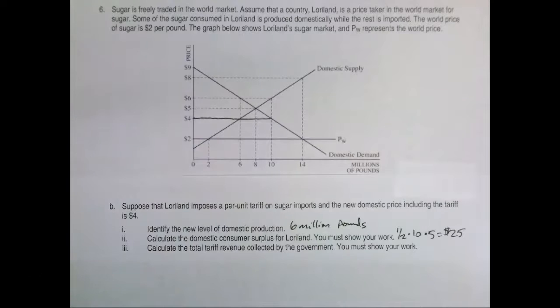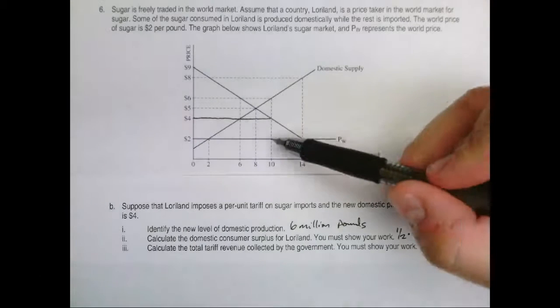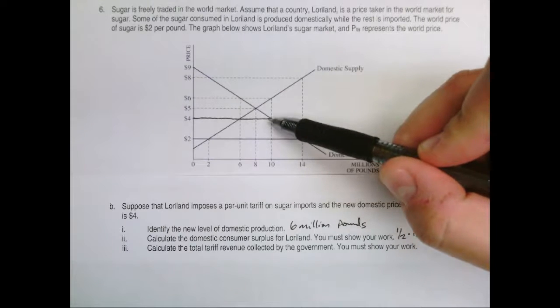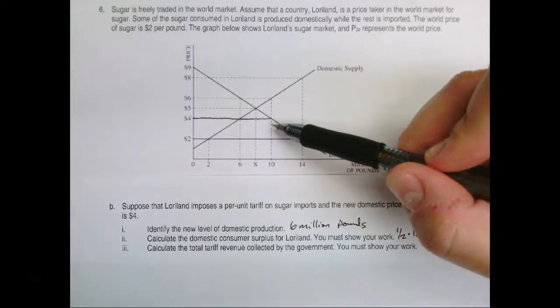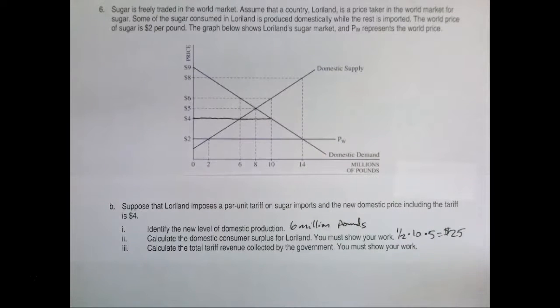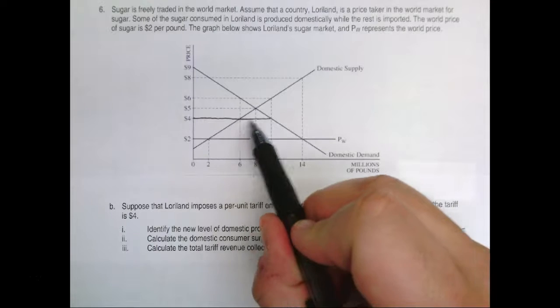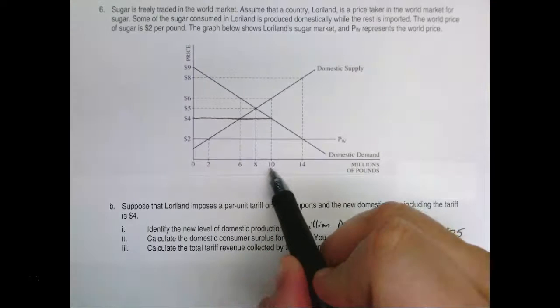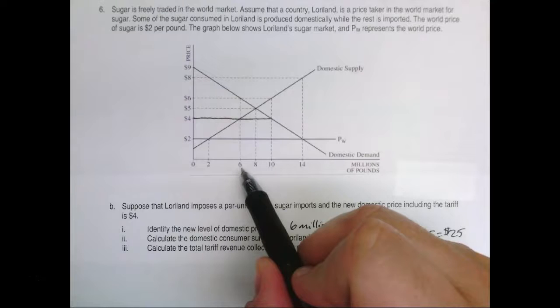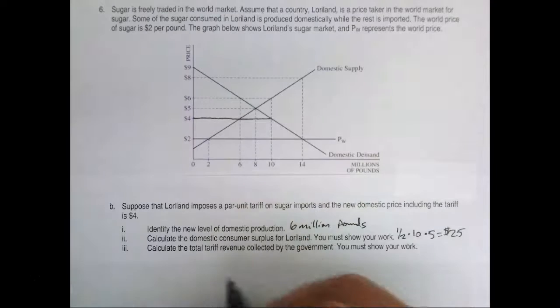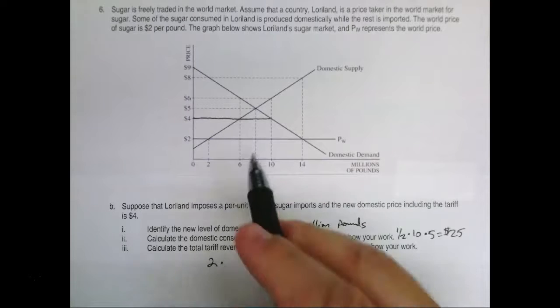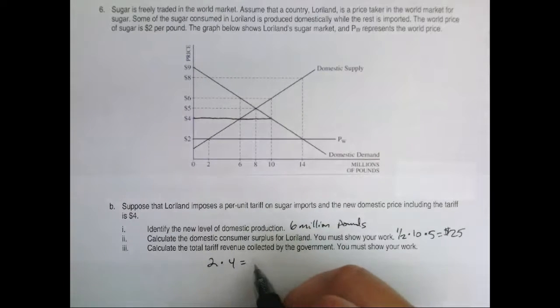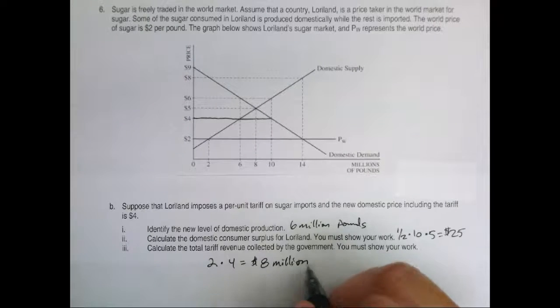To calculate the total revenue from the tariff, we look and we see that it's a $2 tariff because we went from $2 in price to $4. So it's a $2 tariff, and we are charging it on the amount of sugar that's being imported. So it's a $2 tax, and we're importing 4 million pounds of sugar because total consumption is 10 million. 6 million is being produced by domestic sources, so the other 4 million is from foreign sources. So it's $2 times the 4 million pounds being imported. So the tax revenue in this case is going to be essentially $8 million.